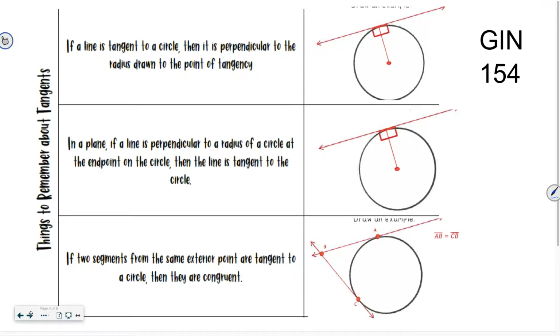Now we have the theorems that go on page 154. Okay, so make sure you have that page to glue in and that you're drawing these pictures in the circle onto your circle so you have them.